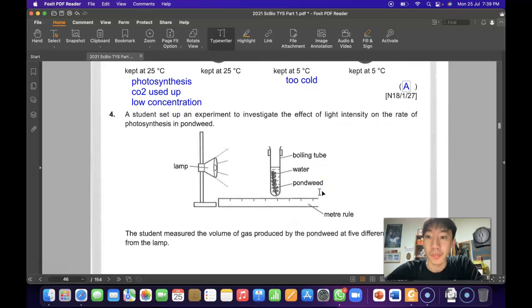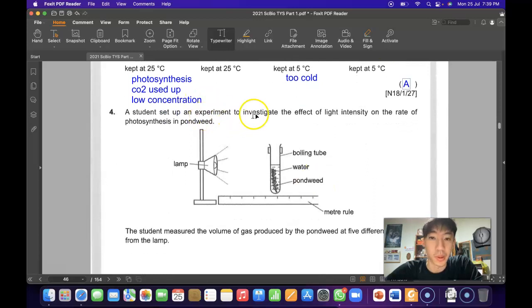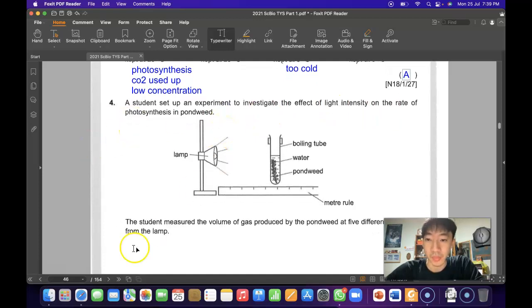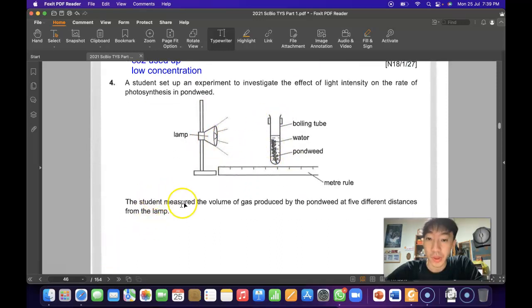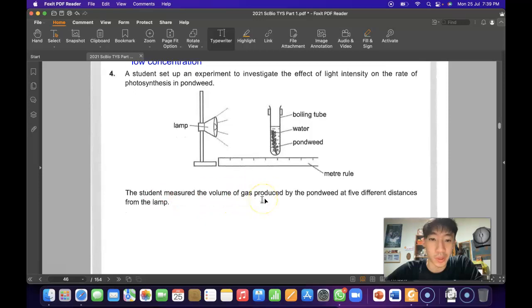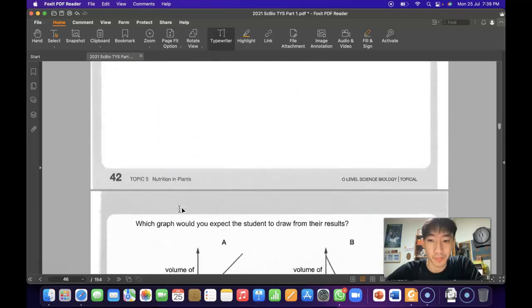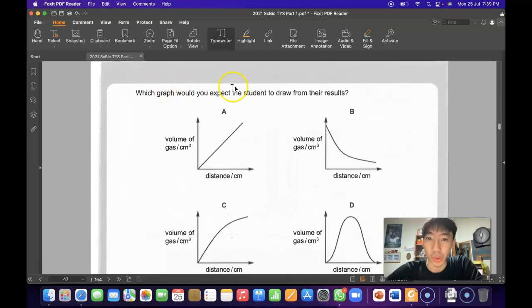Question 4. A student set up an experiment to investigate the effect of light intensity on the rate of photosynthesis in pond reed. So we study this: lamp, meter ruler, and the student measured the volume of gas produced by the pond reed at 5 different distances from the lamp. Which graph would you expect the student to draw from the results?